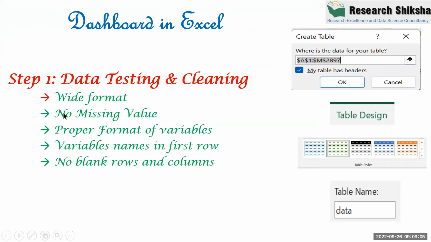Number 1, your data should be in the wide format. So what is wide format? Wide format means your variables should be in the first row, because in every data set you must have the variables, and the variables are known as headers. So the headers must be in the first row, and there should not be any missing value in the data set. Ideally, we don't expect the missing values in the data set.